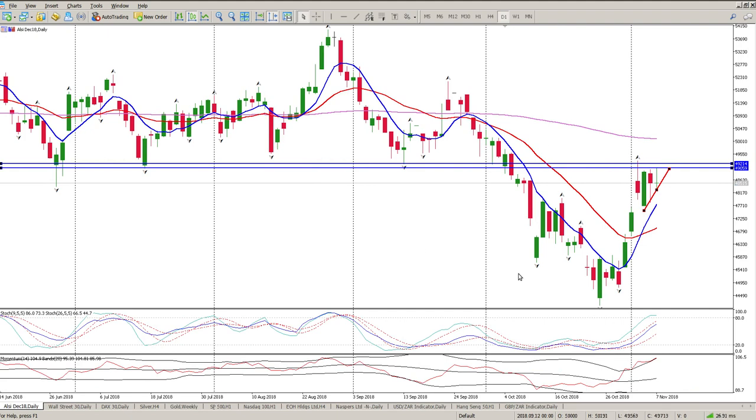From our moving average strategy, we've had a daily crossover here, which is a good sign. The only negative part of this crossover is there's a big divergence at the moment. So in other words, the moving averages are far apart from each other.